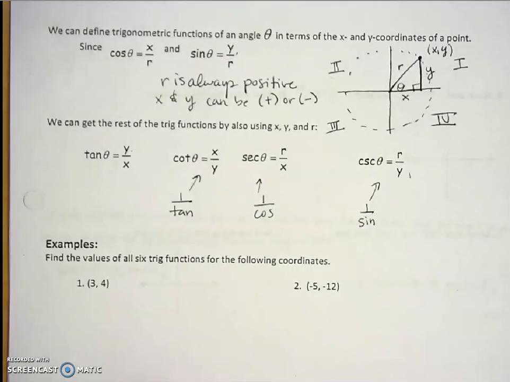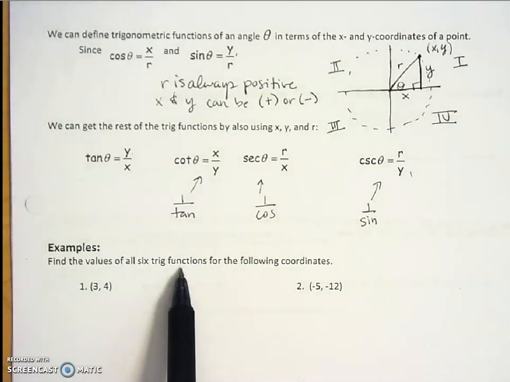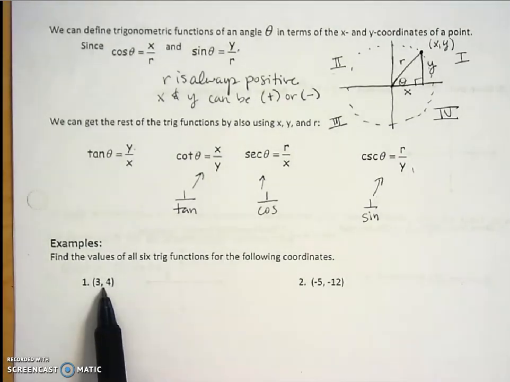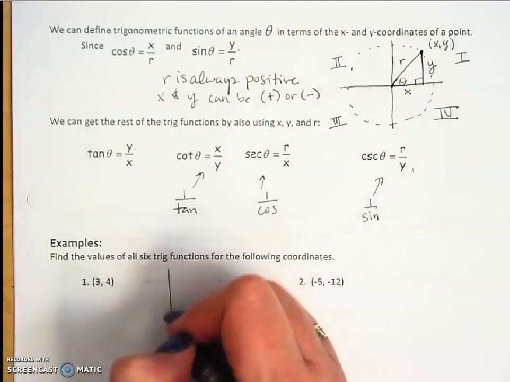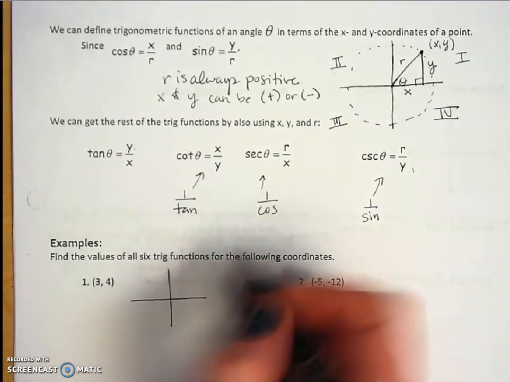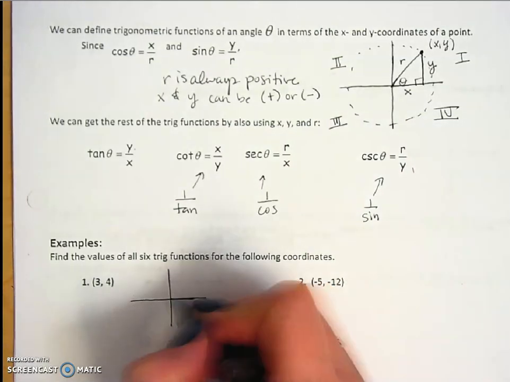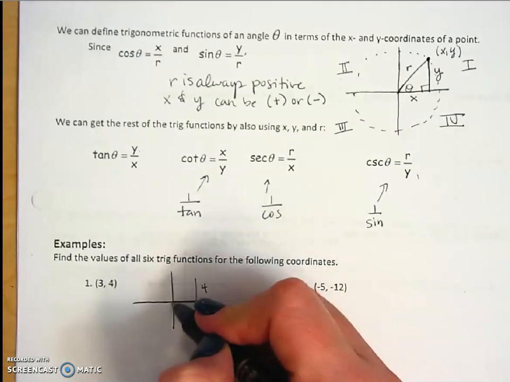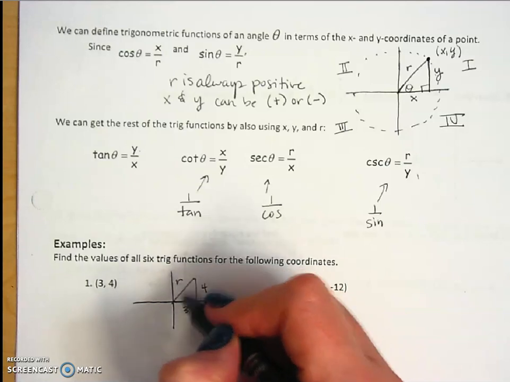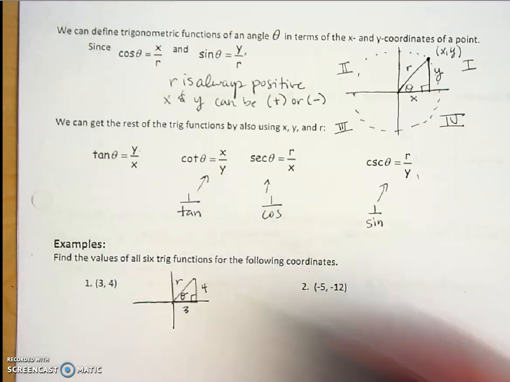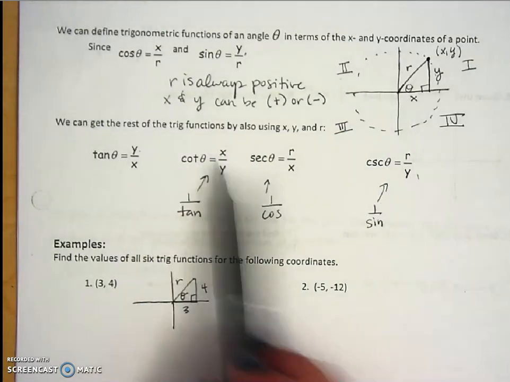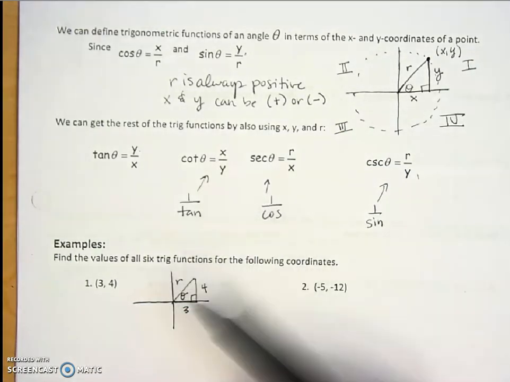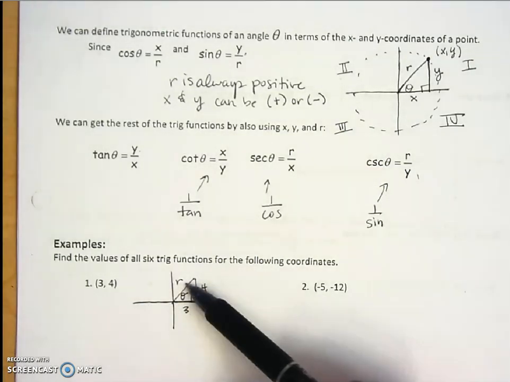So in this section down here, we're being asked to find all 6 trig functions for the following coordinates. So we've got this ordered pair (3, 4). I'm going to just draw this here. 3 is in the positive x direction. 4 is in the positive y direction. This would be my radius, and this is the theta that goes with those. So before I can do all of these identities, I need to know x, y, and r.